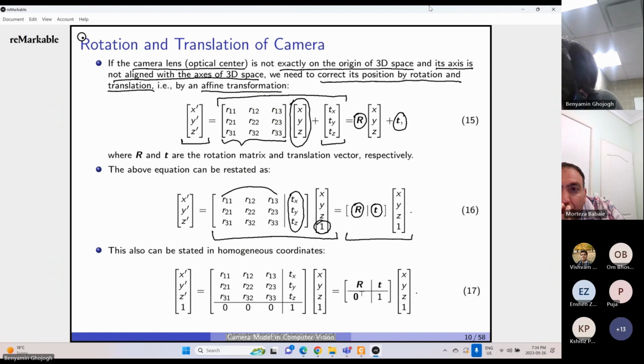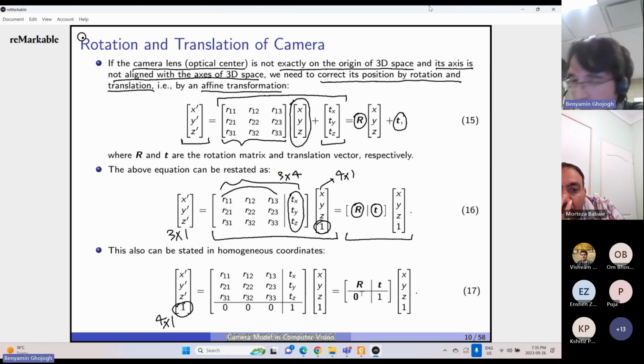This also can be stated in homogeneous coordinates. So far X, Y, and Z became homogeneous. We can also make X prime, Y prime, Z prime homogeneous by adding a fourth dimension at its end, right? However, if I do that, then this becomes a 4x1 vector. Therefore, I need to change the dimensionalities of these matrices too, because here it was 3x1. The whole thing was 3x4, and this was 4x1, so it would make sense mathematically. But now it became 4x1, therefore this is also 4x1, therefore this must be 4x4, right?